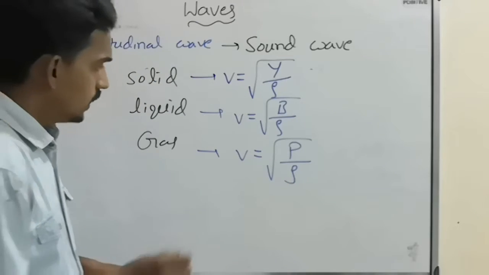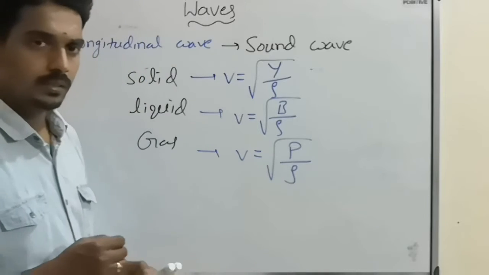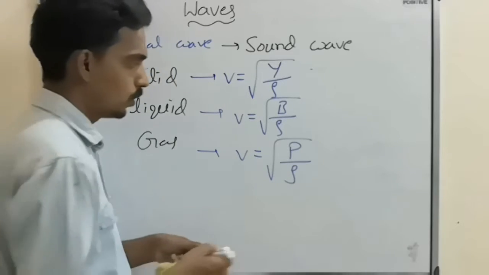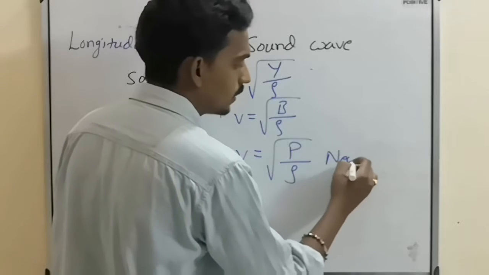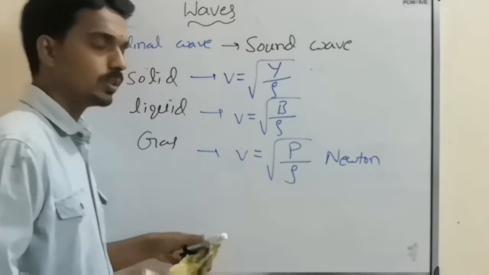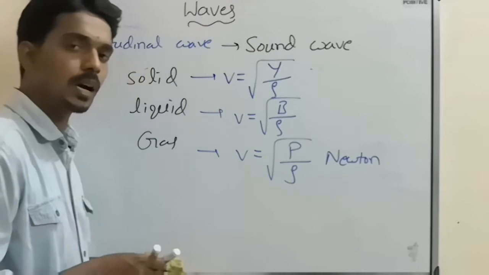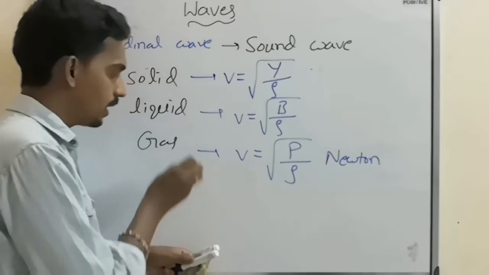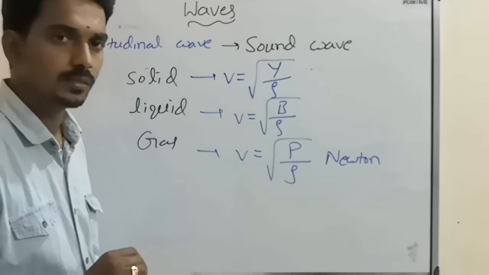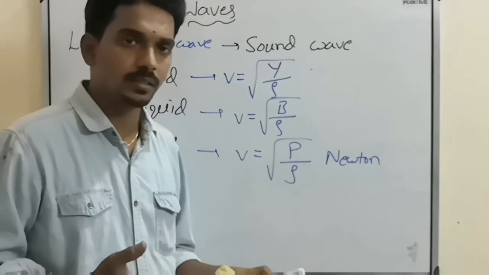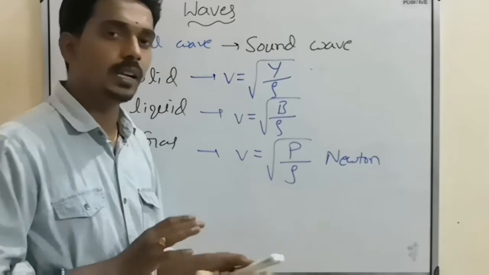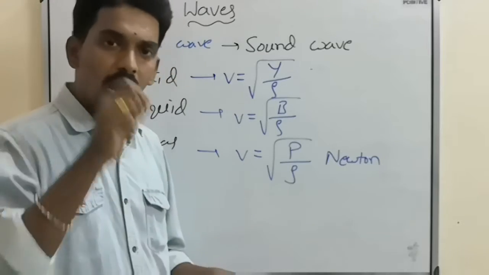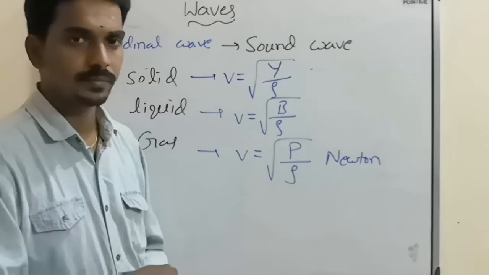But this was the equation given by Newton. Who has given this formula? Newton. So that's why we call it Newton's formula for the speed of sound wave or longitudinal wave in gas. So they have given the relations. We are just taking the relations and understanding what quantities it depends on.